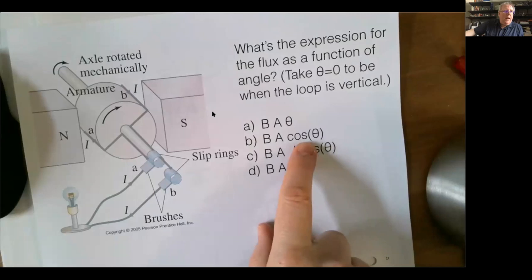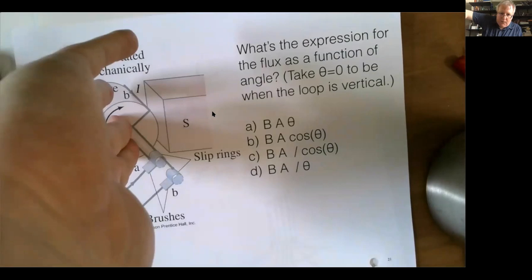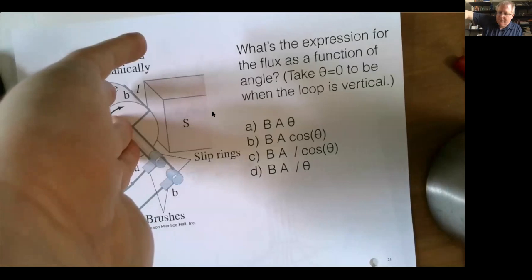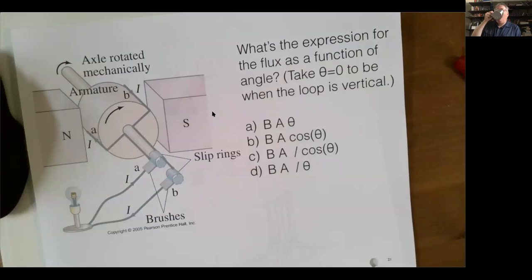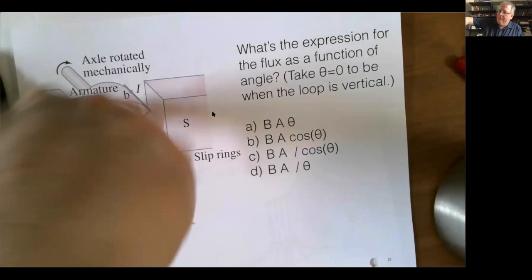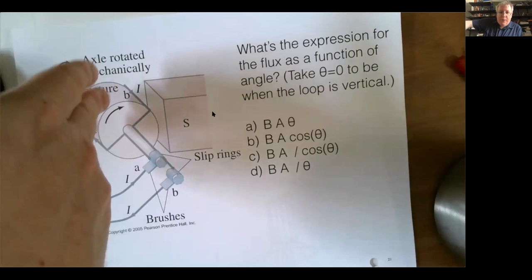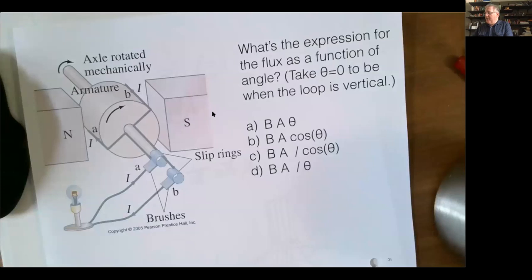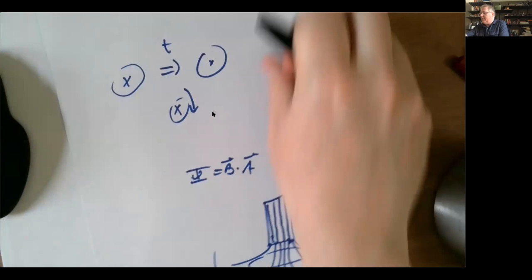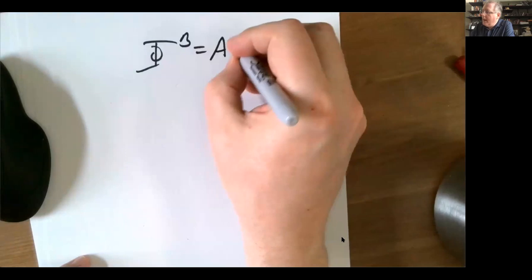And then if it turns around 180 degrees, what happens to my flux? Is it big or small after I've gone 180 degrees? It's big, but negative. Right, so I'm using some sign convention for which way the flux is through the loop. One way is going to be opposite the flux of the other way, so it'd be a negative number. So that means I can write down my flux very easily. The magnetic flux is equal to A times B times cosine theta.